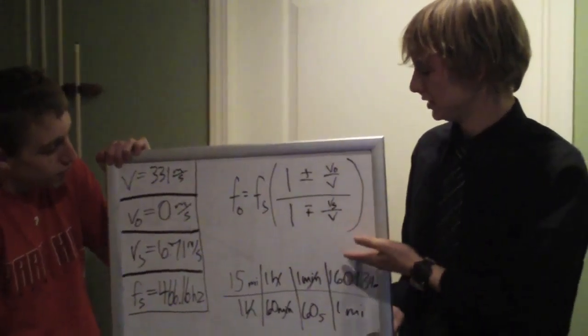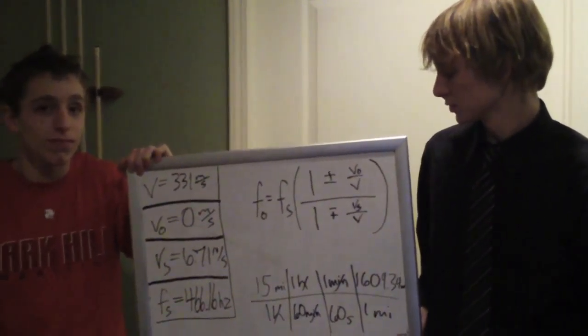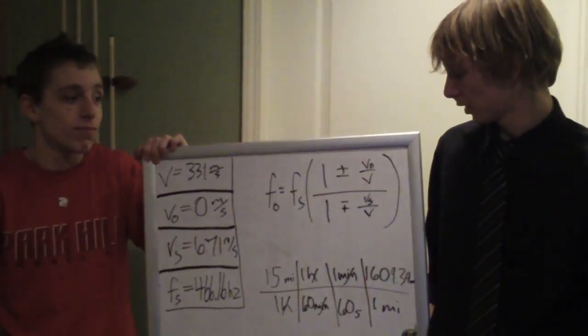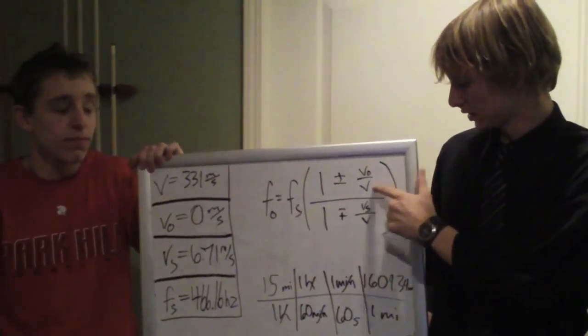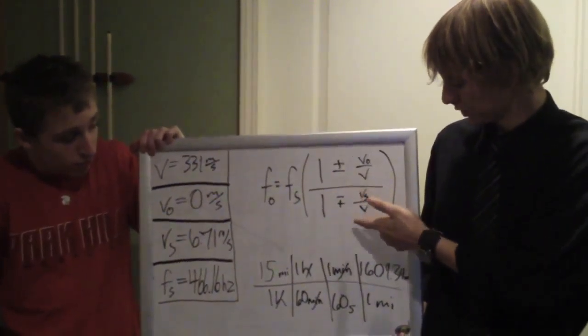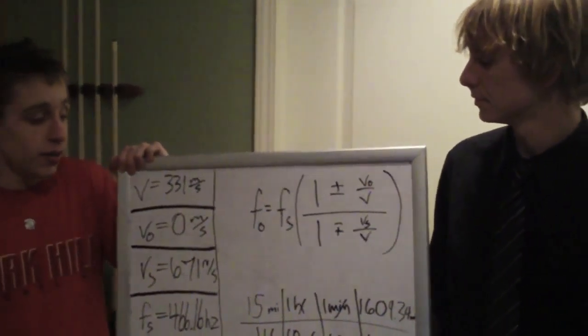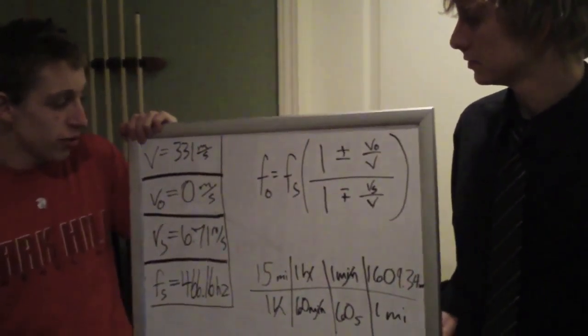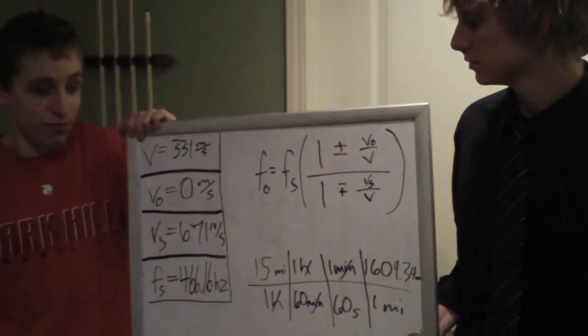So here we have the equation for the Doppler effect, which is the frequency the observer hears equals the frequency of the source multiplied by 1 plus or minus the velocity of the observer over the speed of sound, all that over 1 minus or plus the velocity of the source divided by the speed of sound. And we calculated the speed of sound to be 331 meters a second because it's 0 degrees outside.